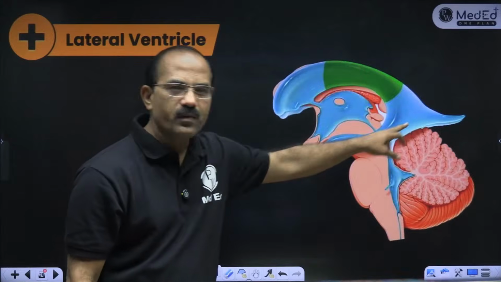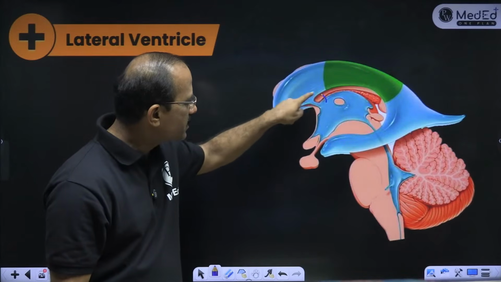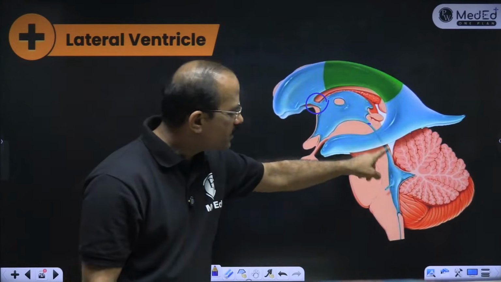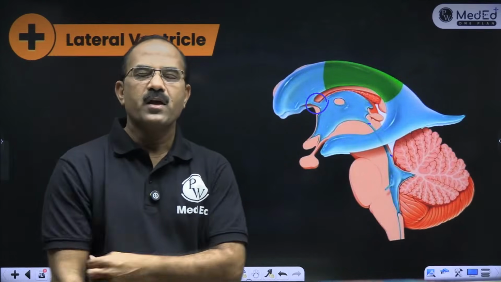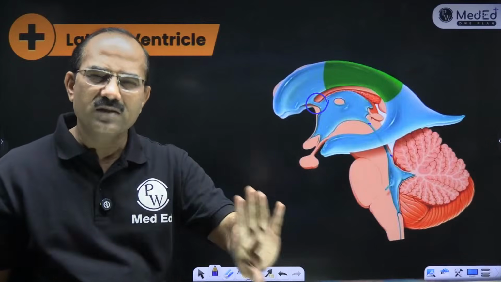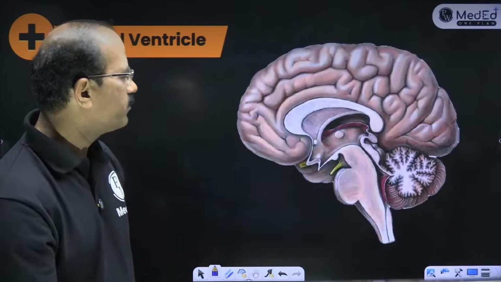This is the lateral ventricle. What is this? This is the foramen of Monro. This is the aqueduct of Sylvius. That's the fourth ventricle. Okay? So read all of these well, read gross anatomy well. Your practicals will always be very easy.